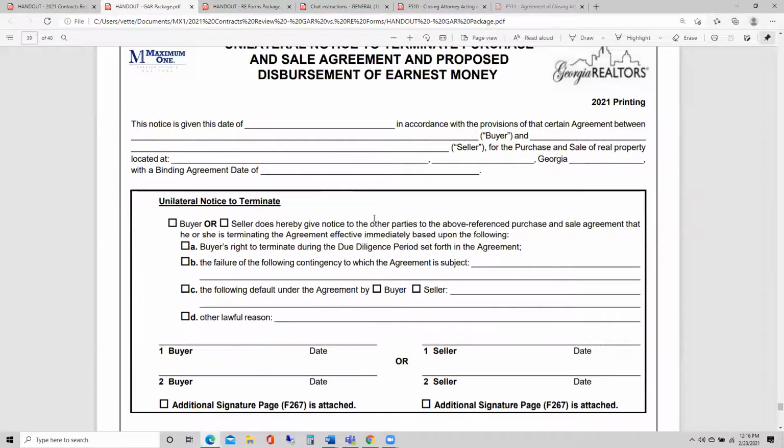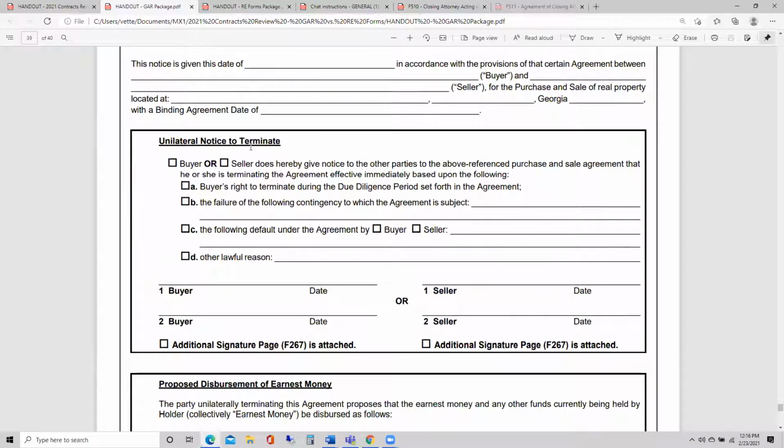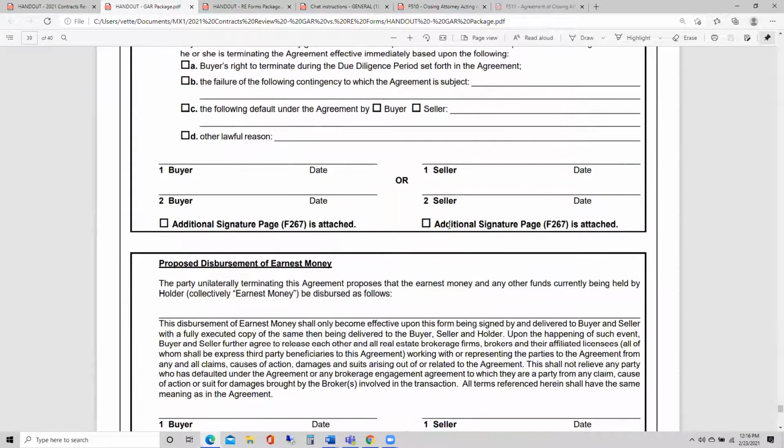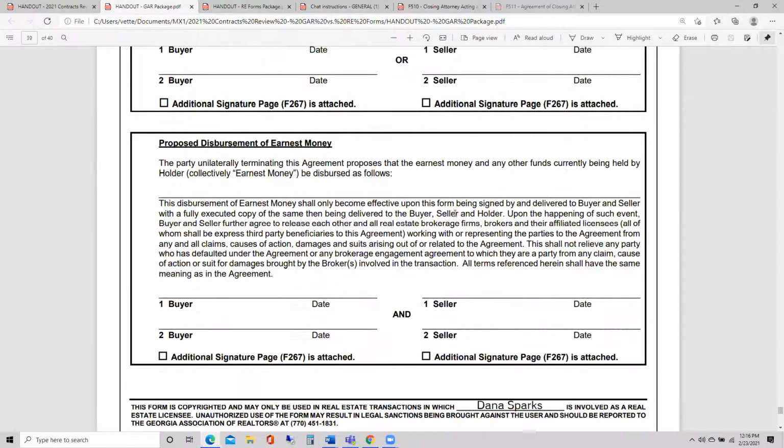Unilateral, we already said that's one. So you see an or. It can be terminated by the buyer or the seller. You only need one party's signature to terminate. Once it's terminated, it is terminated. A separate contractual issue, however, is what happens to the earnest money that is on hold. Well, the buyer and the seller get to agree. They have to agree. That's why you have an and. You have an or and you have an and. You need both parties' signatures regarding the disbursement of the earnest money.